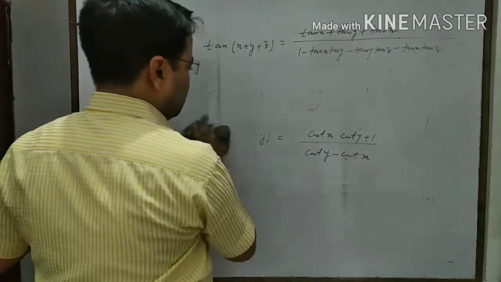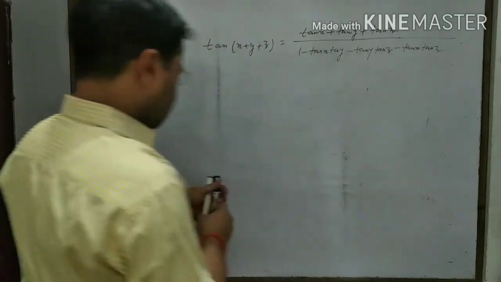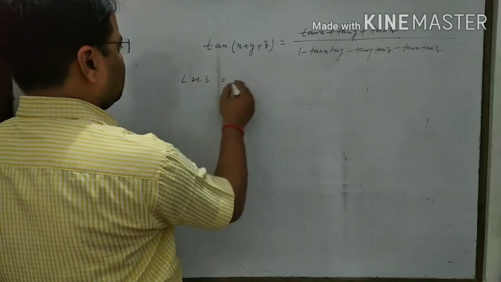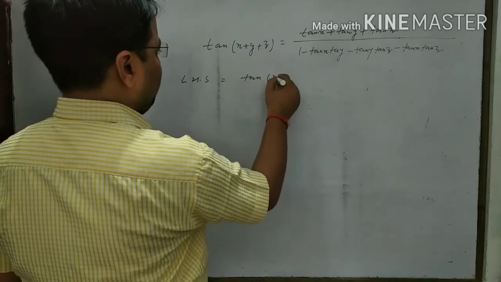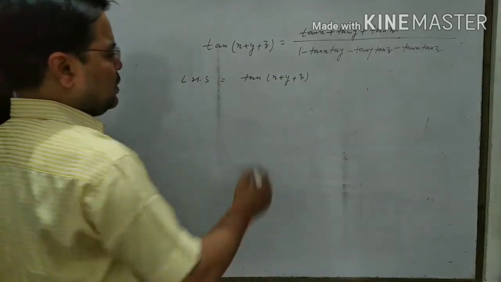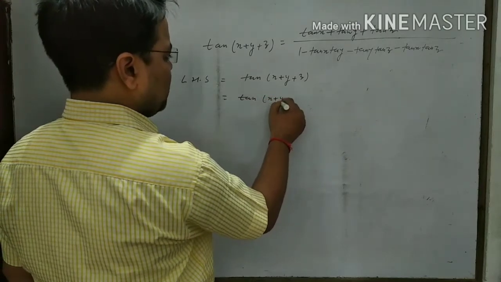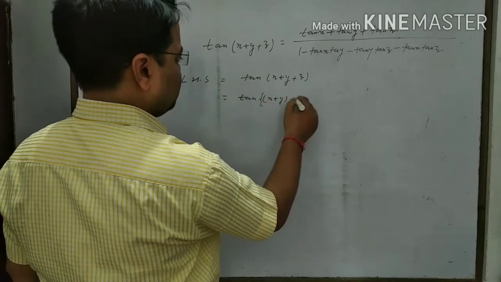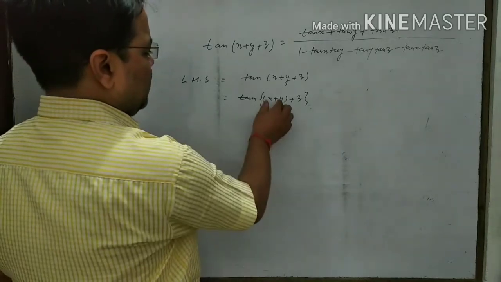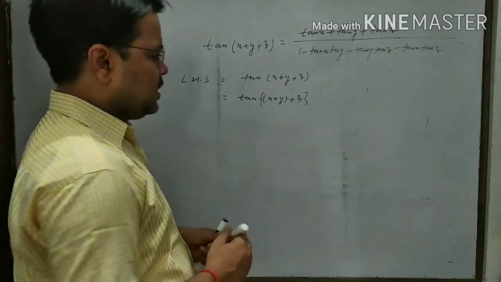One by one we try to verify these. First of all we take the first one, its left hand side. Here the left hand side is tan of x plus y plus z. We can write it like this: tan of x plus y, and here plus z. Now use the formula tan of a plus b is equal to tan a plus tan b upon 1 minus tan a tan b.